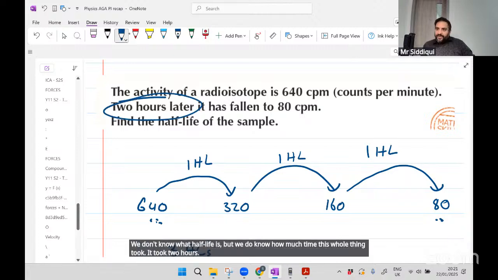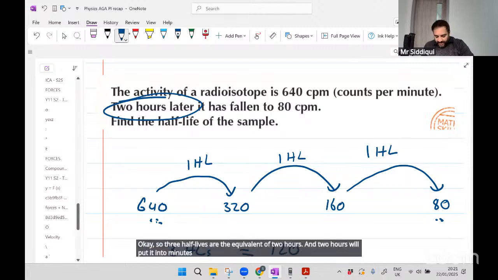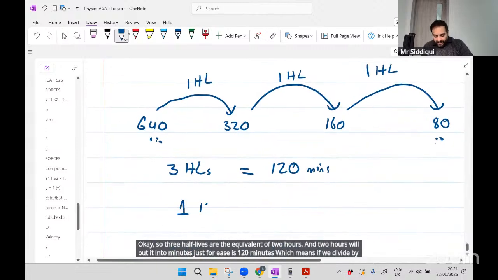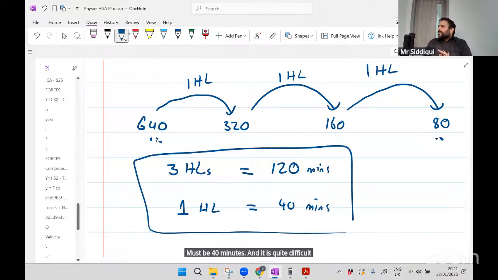So 3 half-lives are the equivalent of 2 hours. And 2 hours, we'll put it into minutes just for ease, is 120 minutes. Which means that if we divide by 3 now, because a half-life is always the same, one half-life must be 40 minutes. And it is quite difficult to get your head around these questions. But if you understand that, then hopefully we're okay.